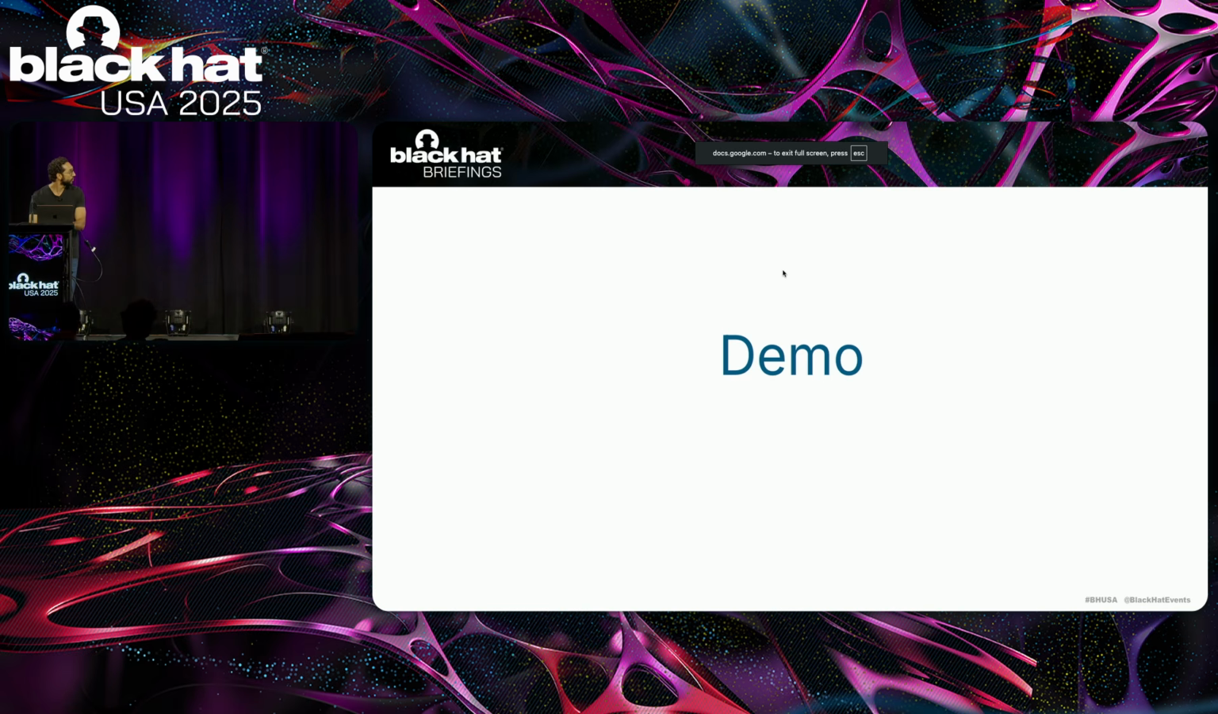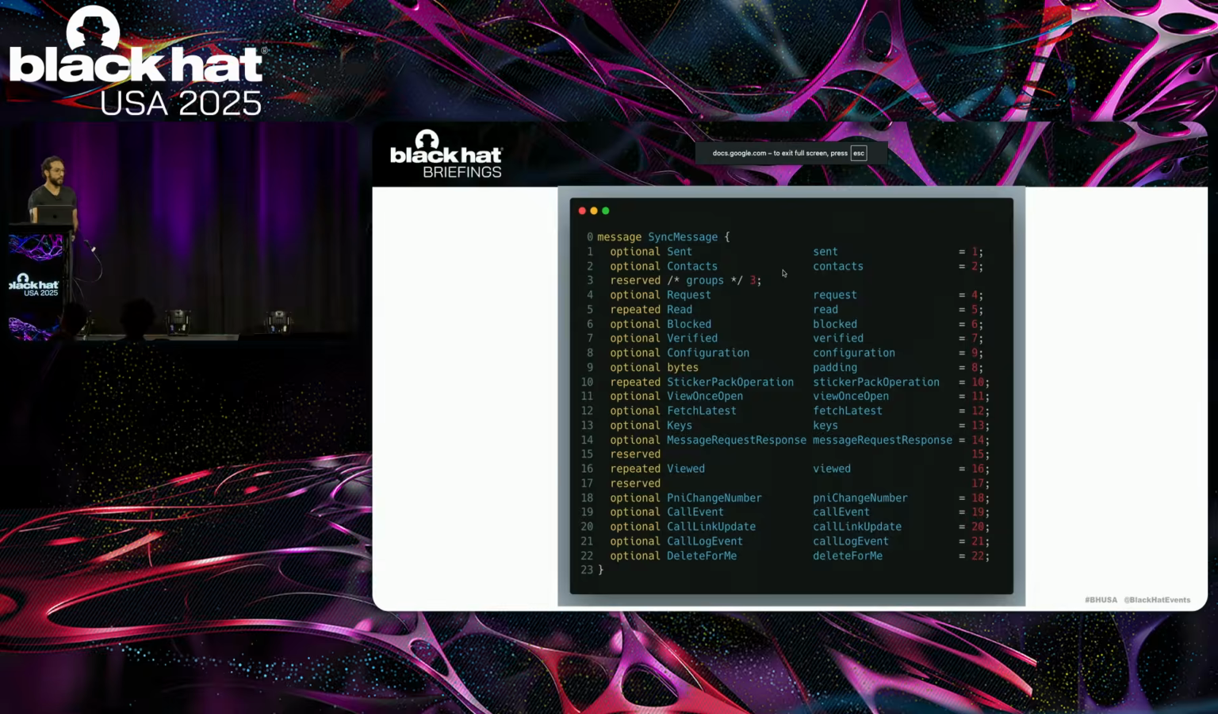Let's go back to the slides. All right, so these are all the types of sync messages that you can send. Sent, which will inject a message into a conversation. Contacts, which update the contact list. Mark a user as verified. Edit will edit a message. And yeah, there are 22 message types. There's also, I think, a way where you can leak whether two users have been communicating together via the sync messages.